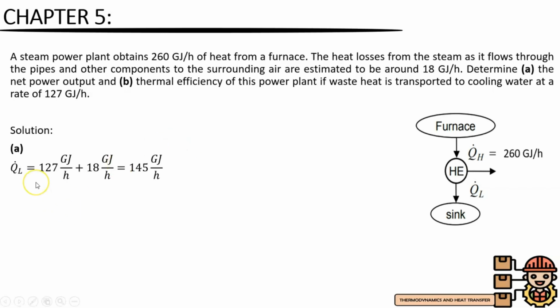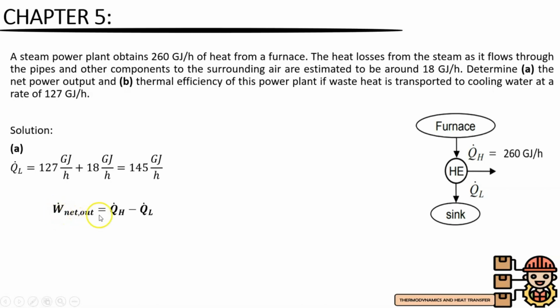So here is the total heat rejected by the power plant, which is equal to 127 gigajoules per hour plus 18 gigajoules per hour, which is equal to 145 gigajoules per hour. So here is the value for our rate of heat rejected.